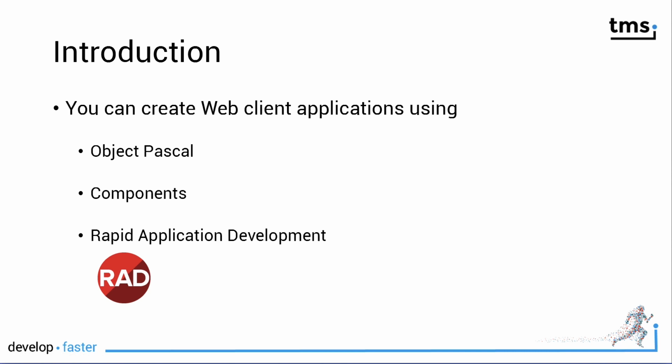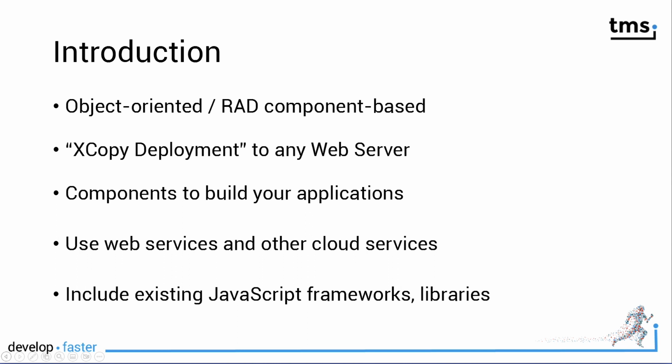Well, the sweet thing is you can still use Object Pascal, and you can still use components that you're used to. You'll see that in a bit with the example that I'm going to show you, that the components are very, very similar. They share the name with the VCL controls. So this will really be the focus of this talk, rapid application development for web applications. And TMS Web Core is the tool that we're going to use. And TMS Web Core is object-oriented and has as its core the RAD component-based development concept.